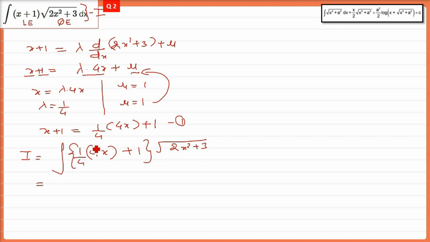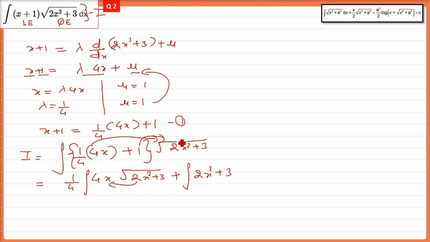Now we'll multiply this 1 by 4 into 4x with under root 2x squared plus 3. So I am taking 1 by 4 out because it is a constant. I'm not taking 4 away from x. I'll keep that under root 2x square plus 3 there. Now multiply 1 with under root 2x square plus 3. So 2x square plus 3 direct differentiation will give you 4x.